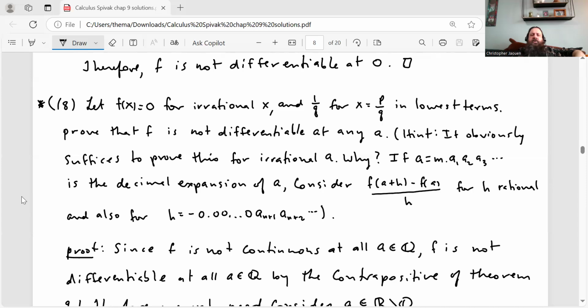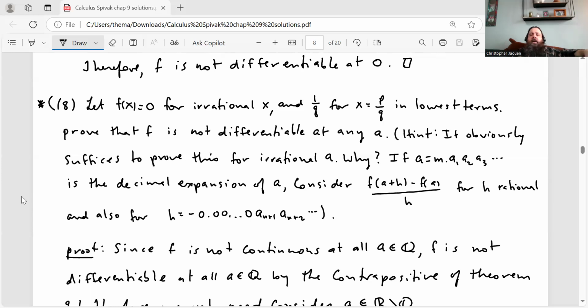Let f of x equal 0 for irrational x and 1 over q for x equal to p over q in lowest terms. We've actually looked at this function in a previous chapter. Prove that f is not differentiable at any a. And Spivak gives a hint. He says it obviously suffices to prove this for irrational a.